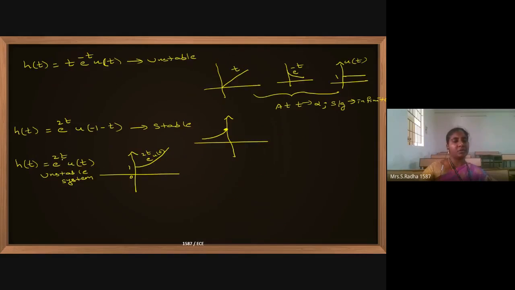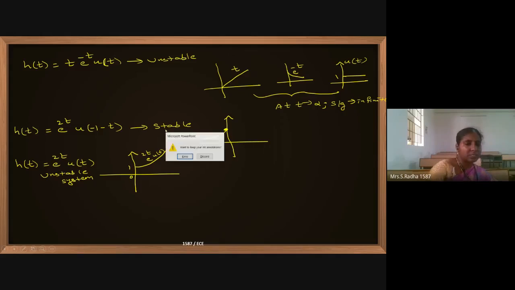If you see e power 2t u of t, it means the positive side, so it is unstable. E power 2t u of minus 1 minus t means the left side, since minus t is there, so it is a stable system. This is about stable and unstable.